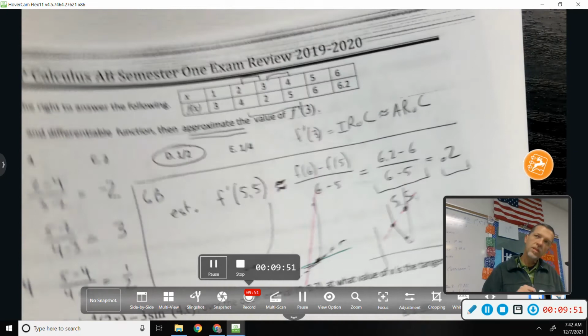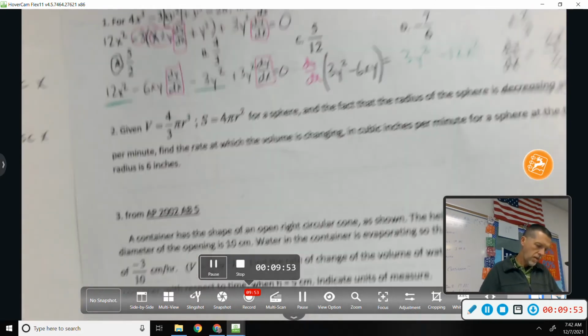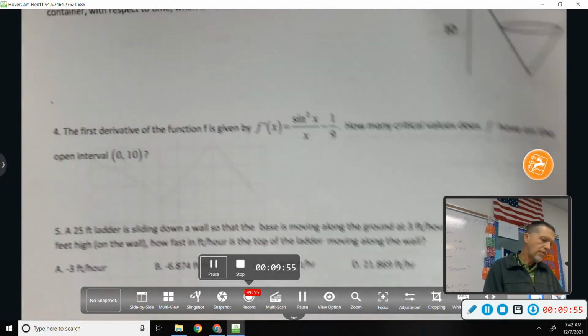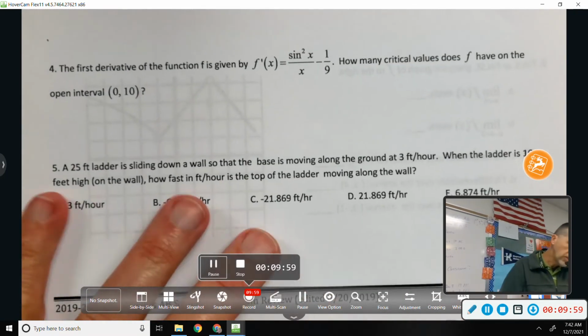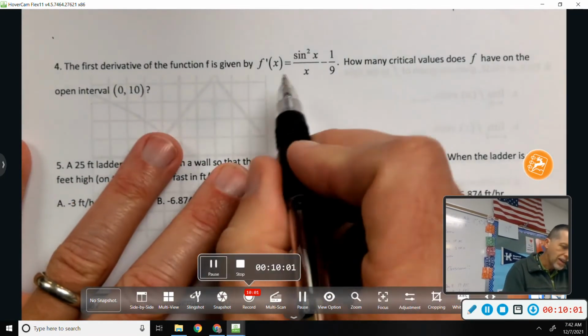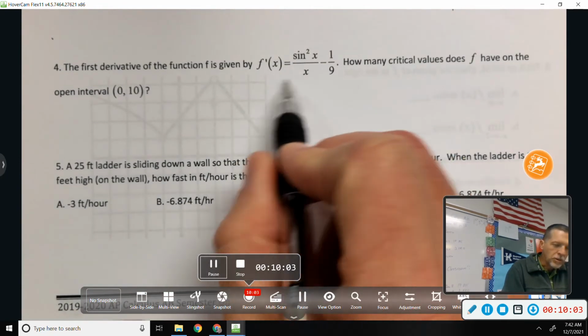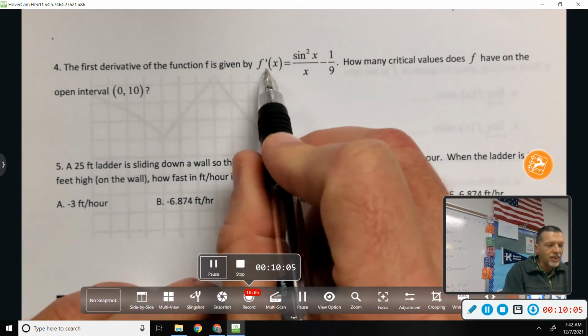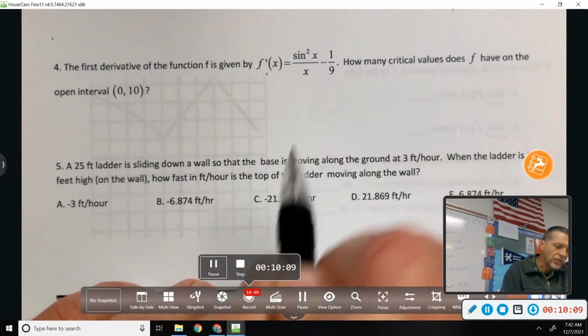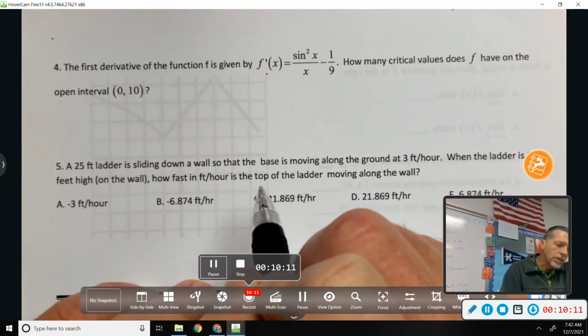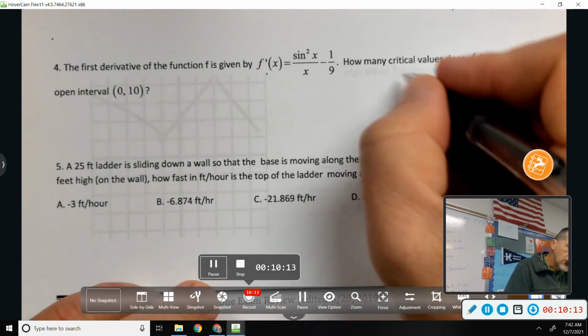Which one? 4? Yeah, 4 is a good one. 4 is definitely a calculator one. The first derivative of the function is given by... Okay, so we don't really know if this is good news or not, but it's giving us f prime, so I probably don't have to take a derivative. That is the derivative. How many critical values does f have?